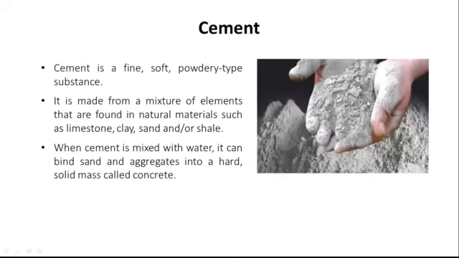Now, cement is a fine, soft, powdery type substance. It is made from a mixture of elements that are found in natural materials such as limestone, clay, sand, or shell. When cement is mixed with water, it can bind sand and aggregate into a hard, solid mass. This is called concrete.